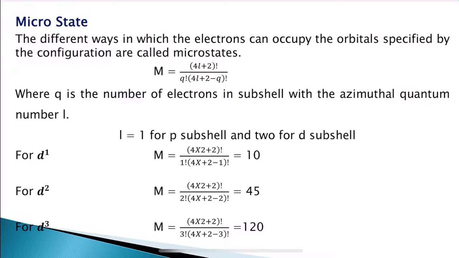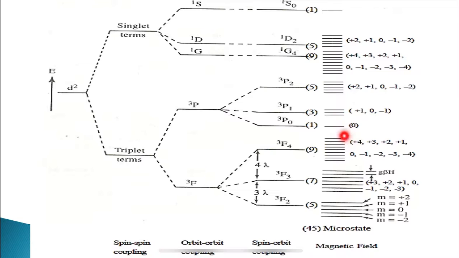What is meant by microstate is the different ways in which the electrons can occupy the orbitals specified by the configuration are called microstates. I repeat, the different ways in which the electrons can occupy the orbitals specified by the configuration are called microstates. These microstates differ from one another slightly in energy. See here, if you can observe, the microstates differ from one another slightly in energy.